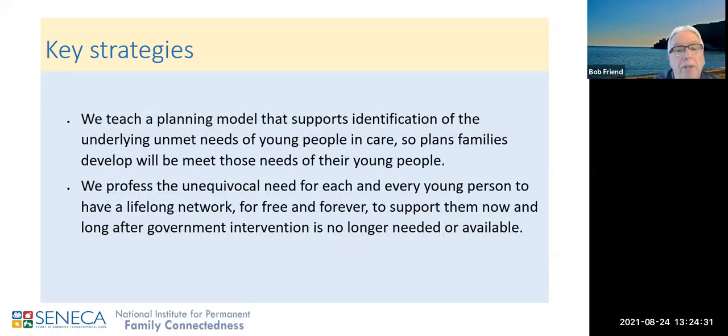And we teach a model that supports the identification of the underlying unmet needs of young people and professes the unequivocal need for each and every young person to have a lifelong network for free and forever to support them now and long after government interventions are no longer needed or available.